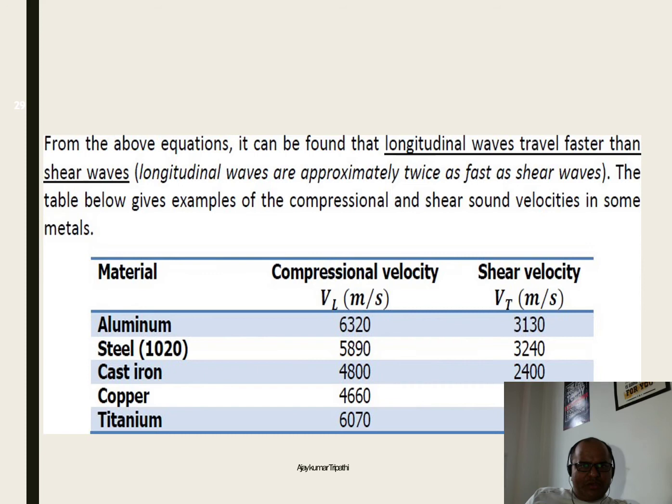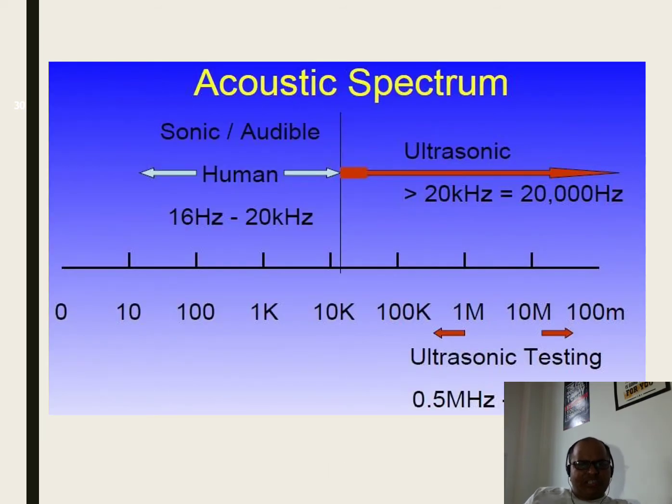The table below gives an example of the compression and shear sound velocity in some metals: aluminum, as you see in the figure, steel, cast iron, copper, and titanium. Acoustic spectrum. In the pictures, as given, there is a frequency range. You can see the ultrasonic range, sonic and audible range, and human range.